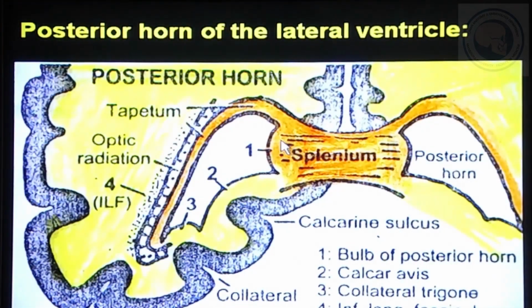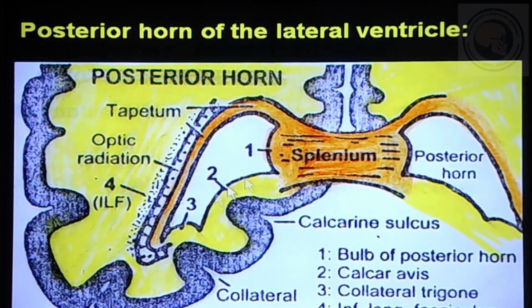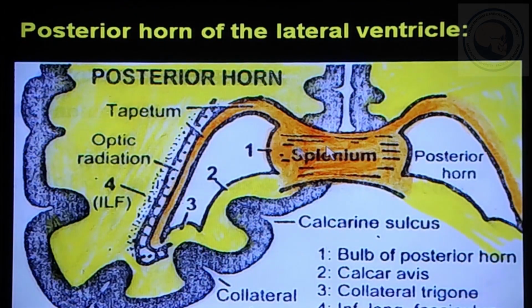I told you that medially we have two impressions. One for the splenium and the other one opposite the calcarine sulcus. So medially you will find the bulb. This corresponds to the forceps major, which are the fibers that arise from the splenium. And we have the calcar avis related to the calcarine sulcus. And in the floor, we have an impression, an elevation, opposite the collateral sulcus, called the collateral trigone, and laterally you will find the three structures.